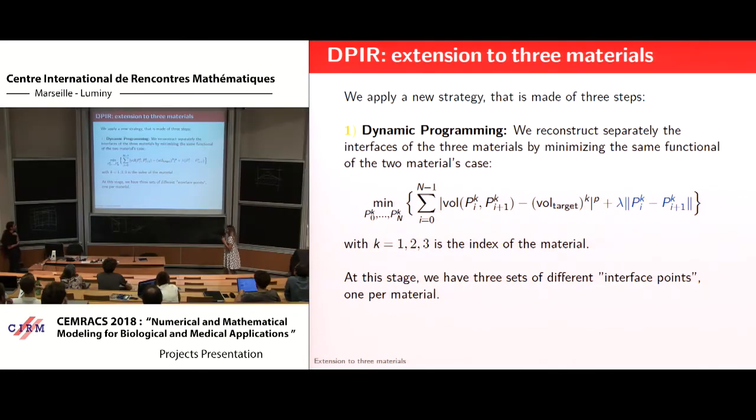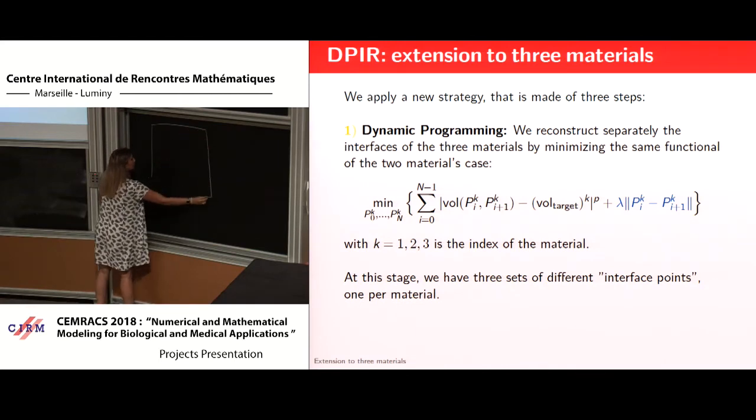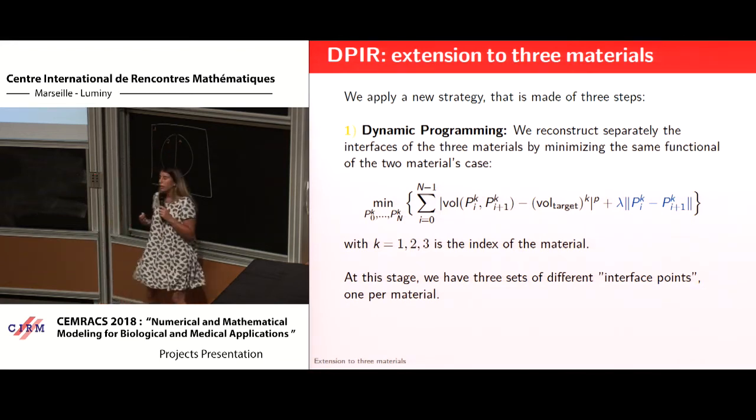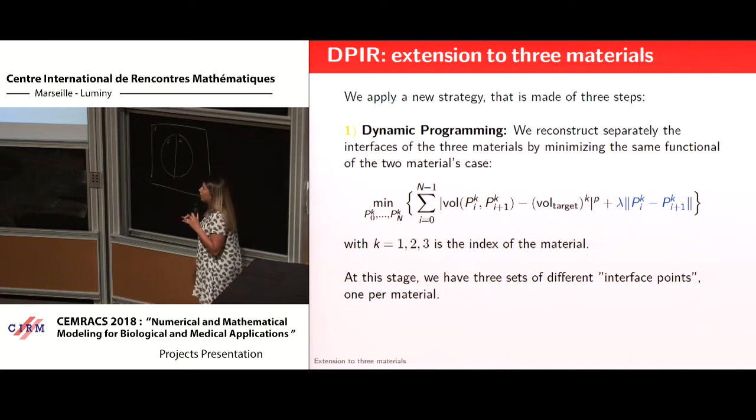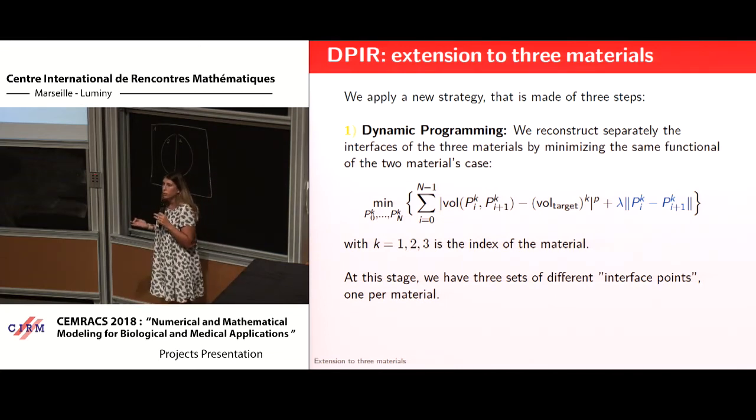So let's imagine that your test case is the following. You have your domain with 3 materials that are disposed in this way: material 1, 2, and 3. The first question is which material do we reconstruct as the first one?